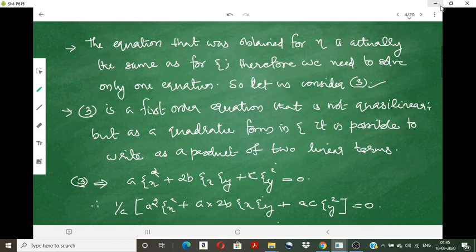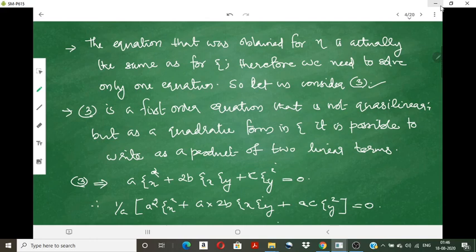The equation is not quasi-linear, but it has a quadratic structure in theta, and it is possible to write it as a product of two linear terms. First of all, we divide and multiply by a throughout the equation, so we will get this expression.